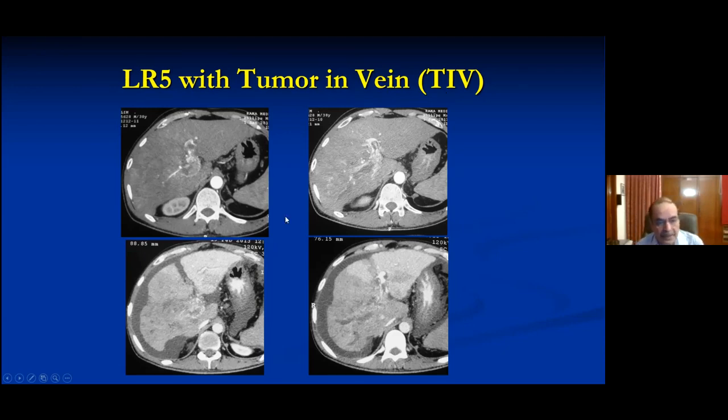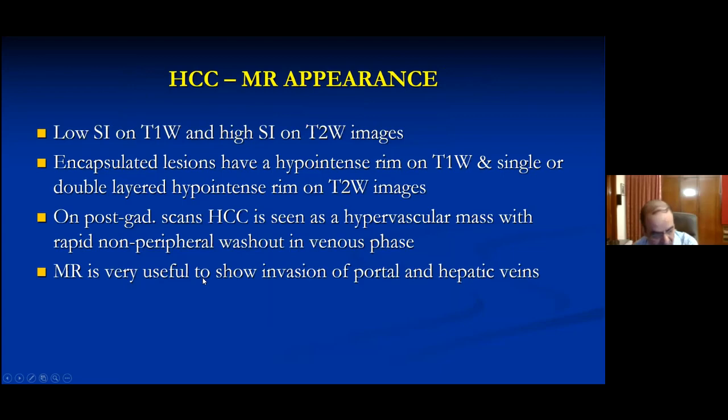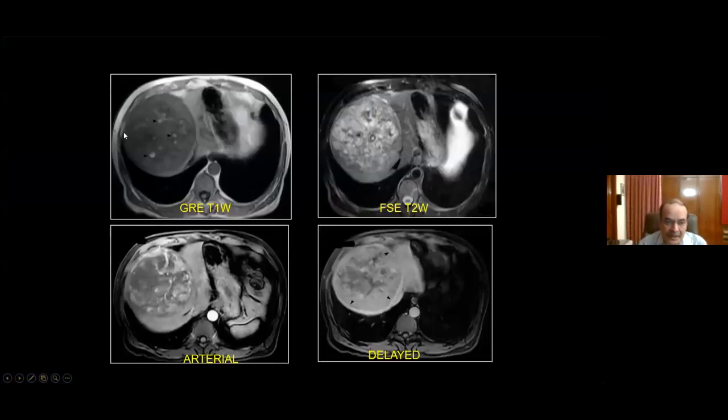Looking at the MR appearance, I'm going to skip the theory description and just jump to the example. So this is the T1 weighted image. There is this well-defined lesion in the right lobe of the liver, which on T2 is heterogeneously hyperintense. This is the arterial phase, which shows you heterogeneous enhancement even in the center of the lesion. And on the delayed phase, there is a capsule. Again, it shows you all the hallmarks of an HCC, and this would also fit into an LR5 lesion.